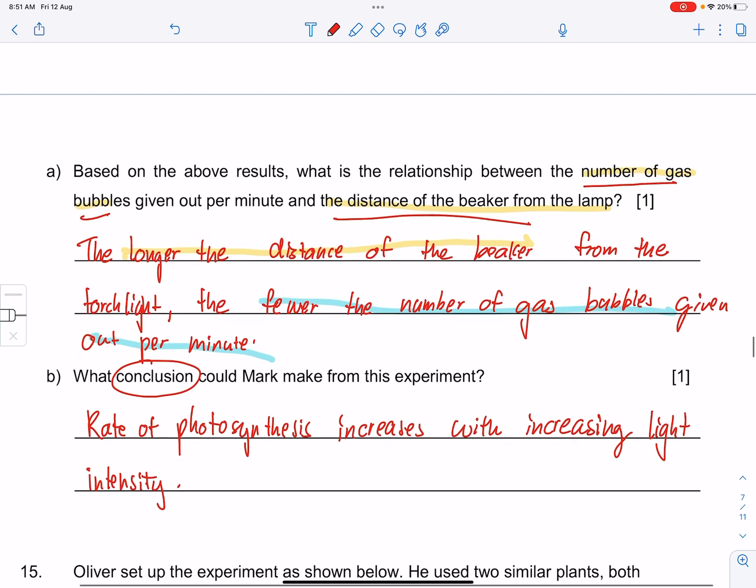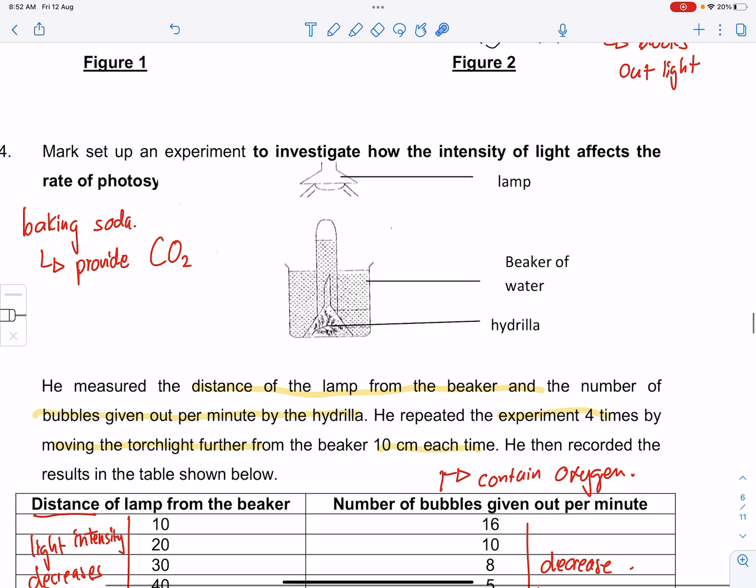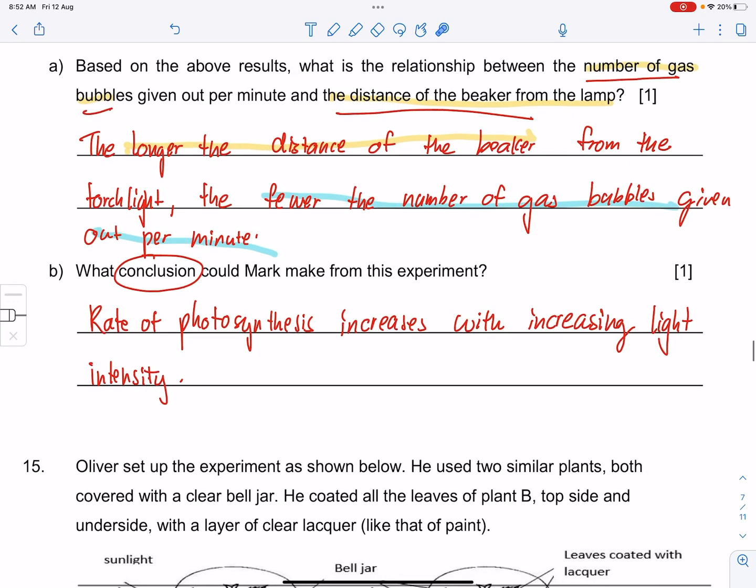And one more other thing, when you talk about the distance of the beaker, you must have a point of reference from where to where. Don't just tell me the longer the distance of the beaker. From where? From here? From here? So because I need to have a point of reference, therefore you must tell me from where. Okay?